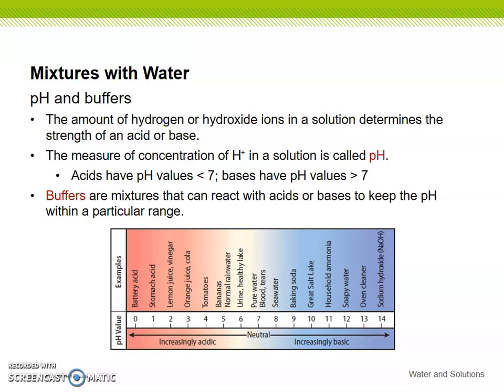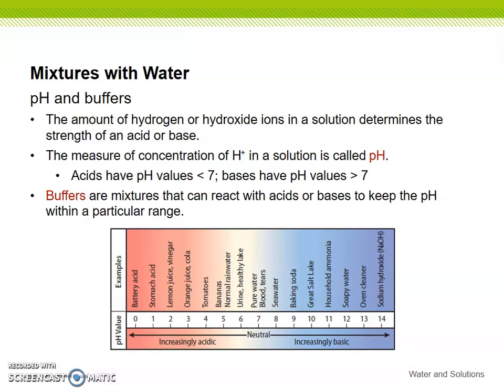pH and buffers. The amount of hydrogen or hydroxide ions in a solution determines the strength of that acid or base. The measure of concentration of hydrogen ions in a solution is called pH. Acids have a pH value of less than 7, and bases have a pH value of greater than 7. Buffers are mixtures that can react with acids or bases to help keep the pH within a particular range.